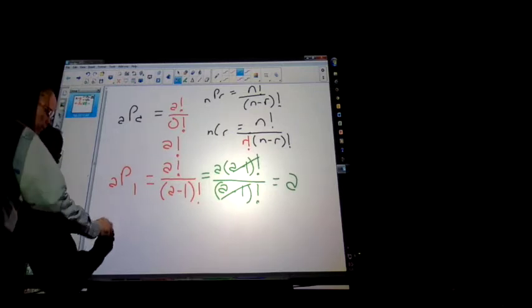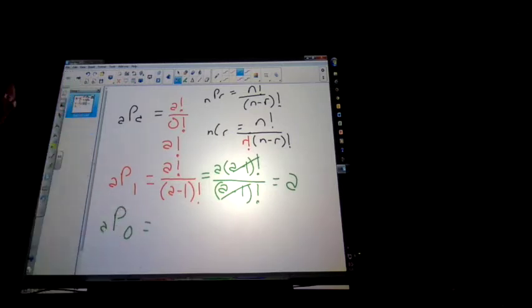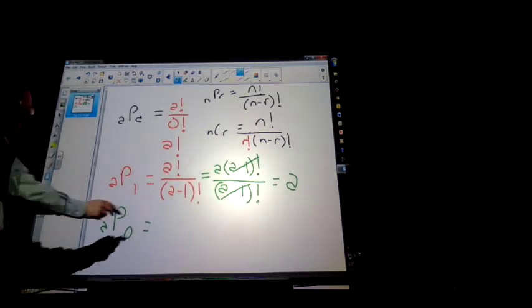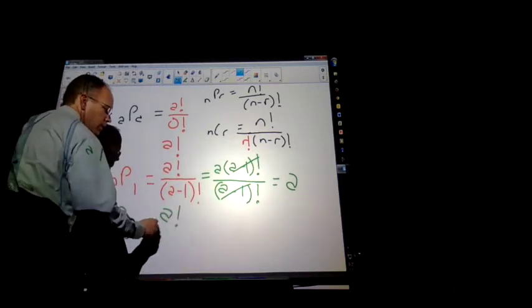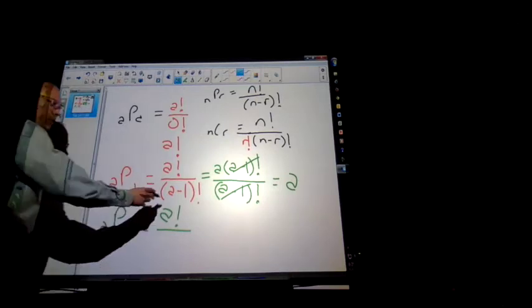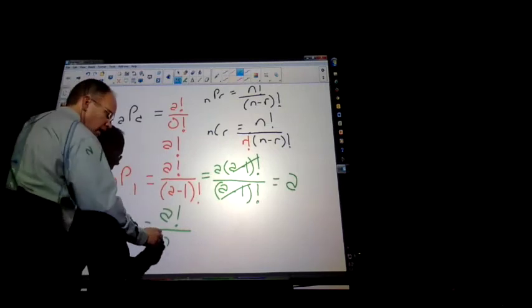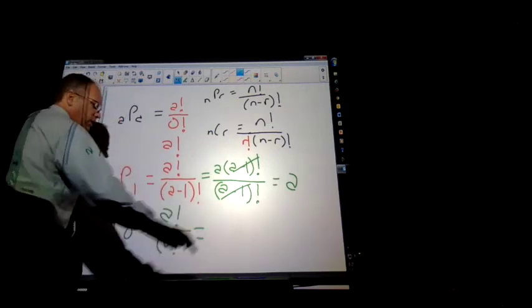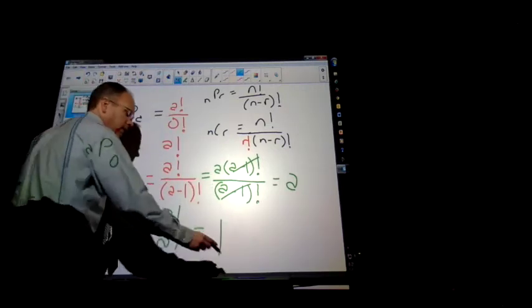aP0. So I know I have a factorial on top. What is a minus 0? A. So the bottom becomes a factorial. So what's a factorial over a factorial? 1, like you're saying.